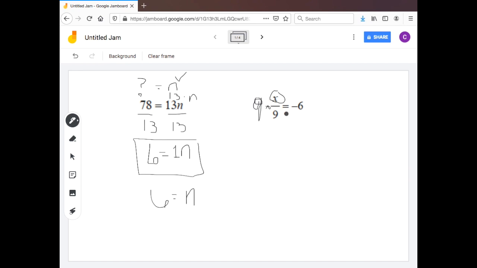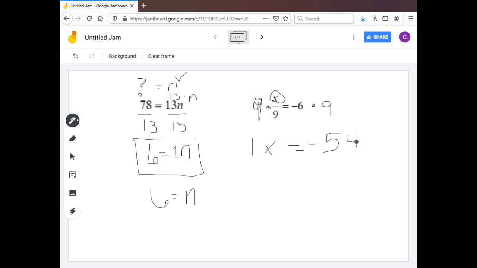Now, will I just multiply by 9 on one side? No. Remember the rule: whatever we do to one side, we have to do to the opposite side. So this is basically going to be 9 times x over 9, which will just leave you with x, and it's going to be equal to negative 6 times 9. And that's going to give you negative 54. So that's how you do these two problems.